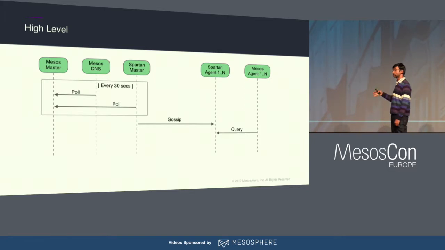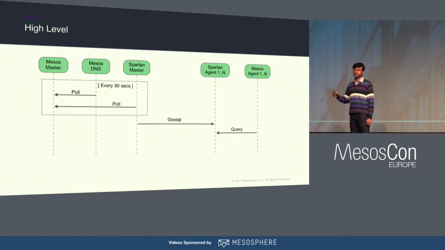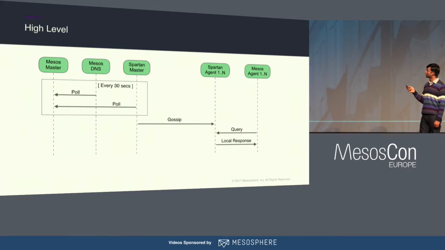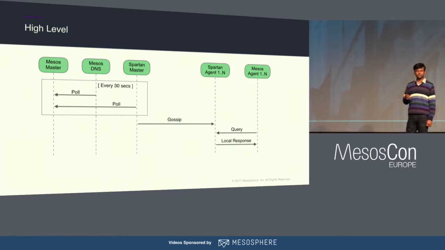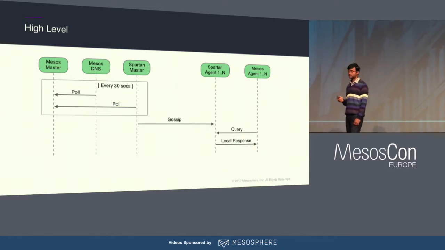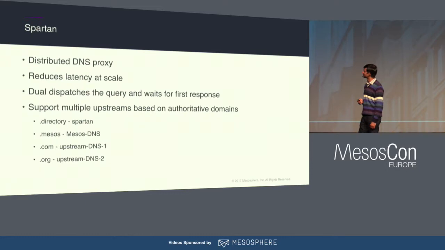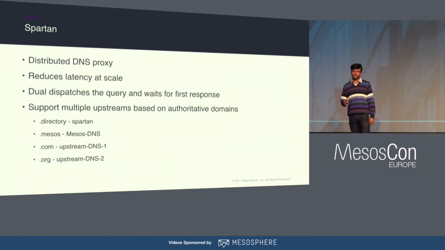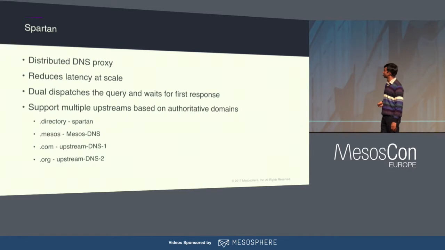Now, when the actual task gets launched on a particular agent and it queries for any DNS record, that query is intercepted locally by that local Spartan, which then responds to that container or the service. So literally, if the DNS query is internal to the cluster, it never leaves the agent. That's one of the benefits of having Spartan distributed and running on each node. Spartan is this DNS proxy that intercepts all the DNS queries that are coming from the services that are running on that particular host.